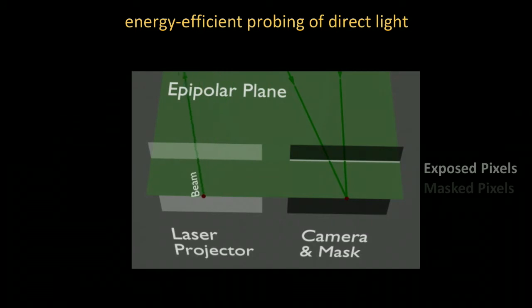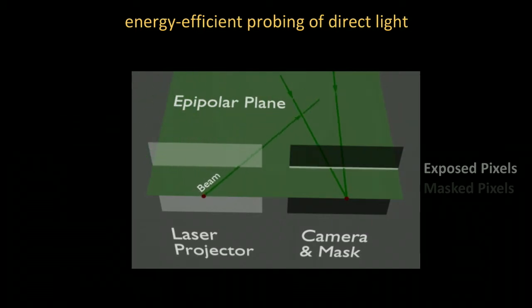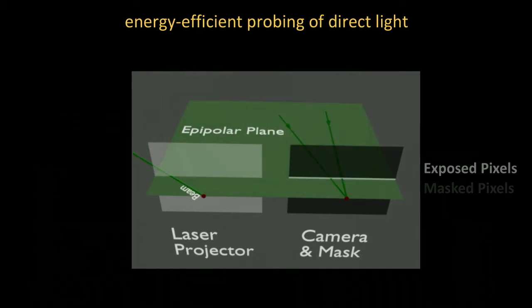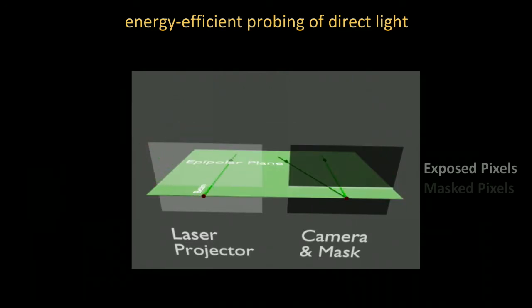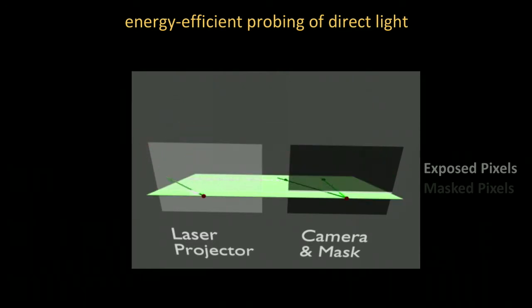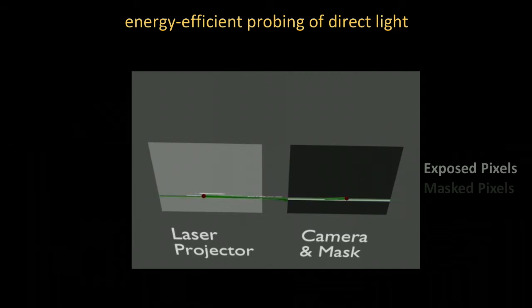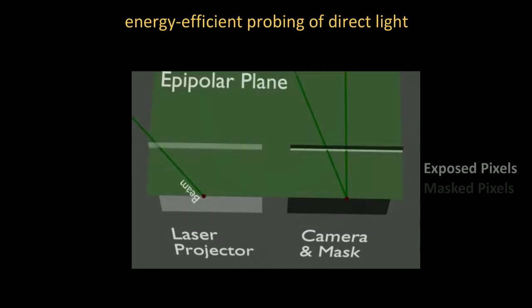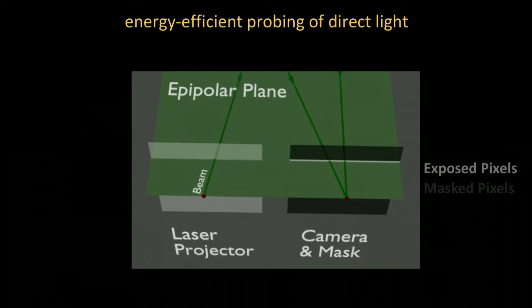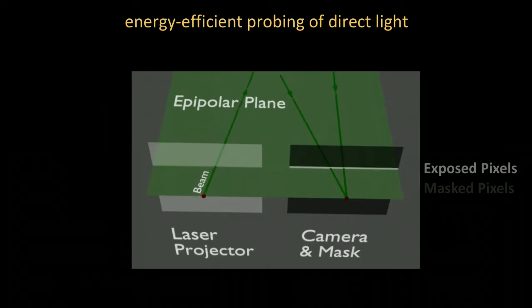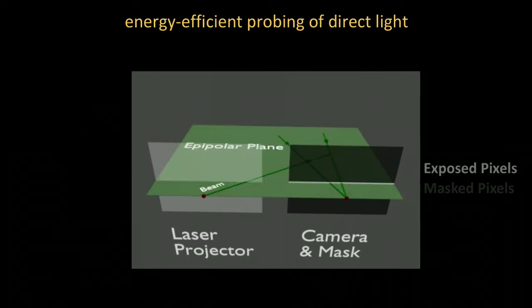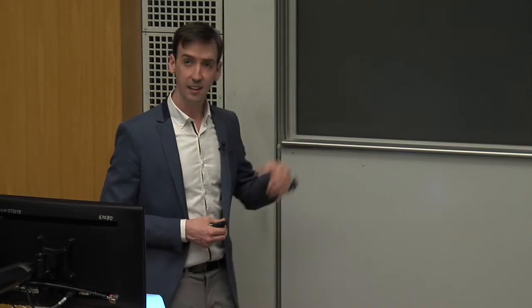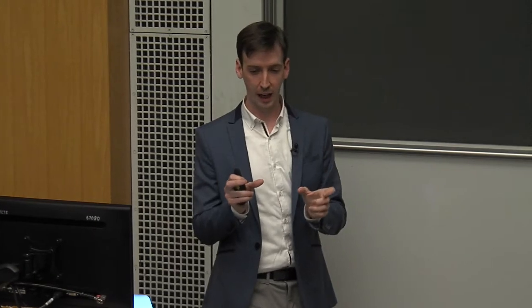And we use a rolling shutter camera to expose a select set of pixels on the sensor. Rolling shutter cameras work by basically rolling the exposure across your sensor. So it's selectively, in sequence, illuminating or exposing a specific row of pixels. And we can exploit that in this case and combine it with a laser projector in order to perform direct-only probing.